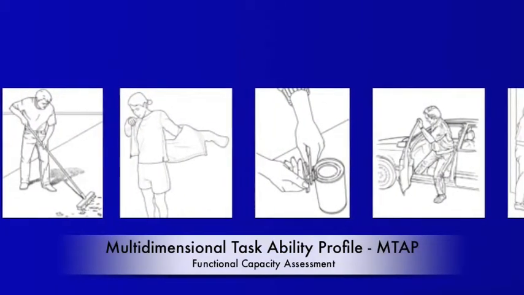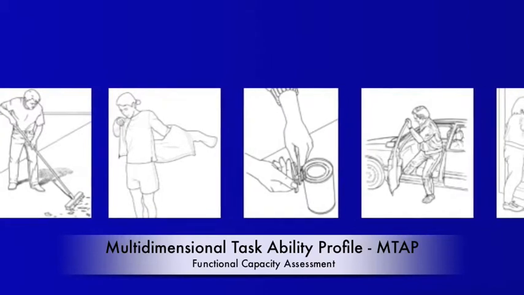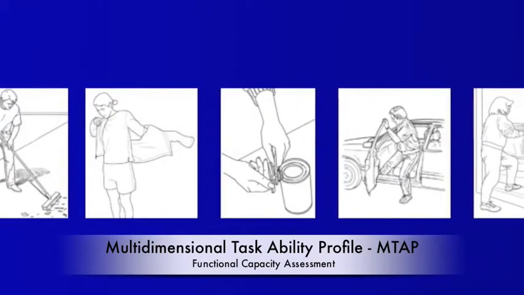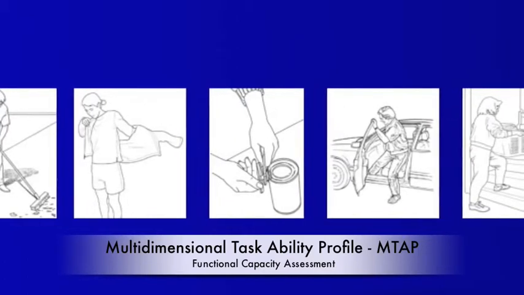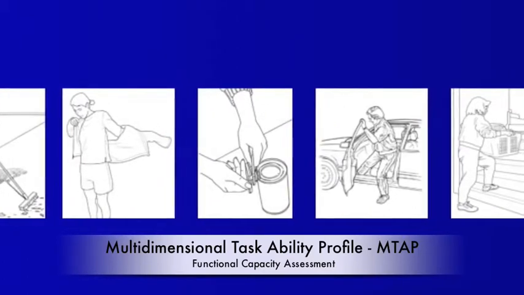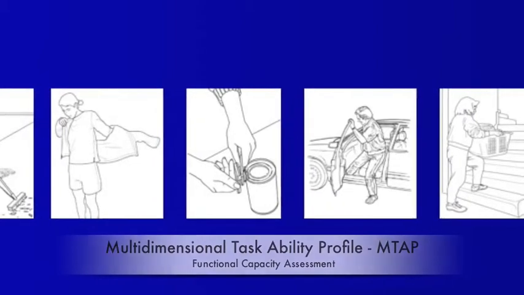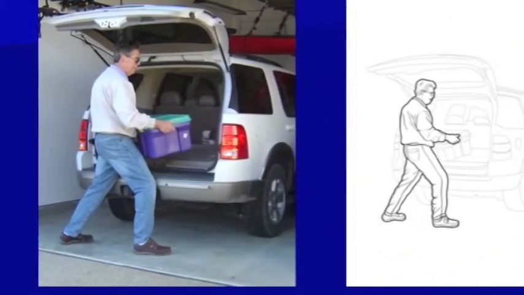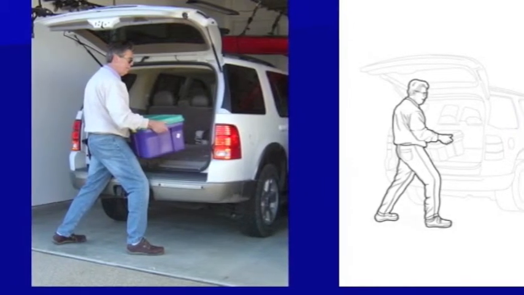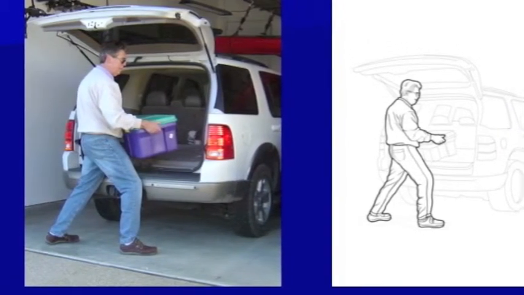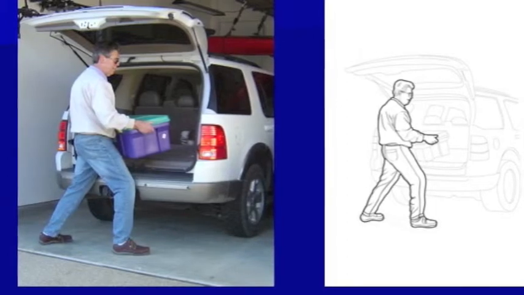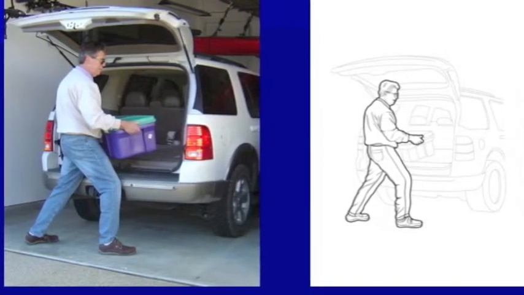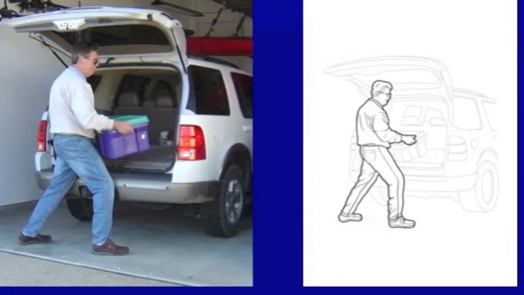Hello and welcome to a brief introduction to the Multidimensional Task Ability Profile, MTAP, a new strategy for functional capacity assessment. MTAP begins with stop-action photography that is used to provide an image to a skilled artist to focus on the foreground and minimize background or extraneous information.